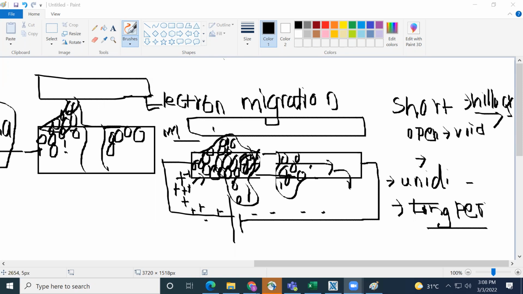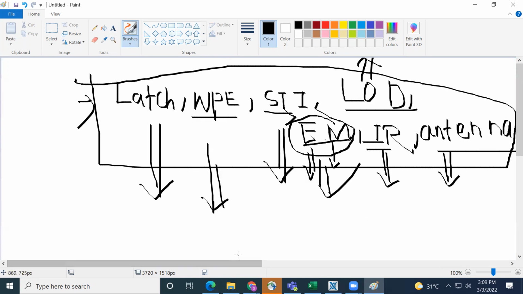So open circuit means void. So you can define it finally: when a unidirectional voltage is applied across a metal for a continuous period of time, due to this a short or open circuit will occur. Short means hillock, open means void.